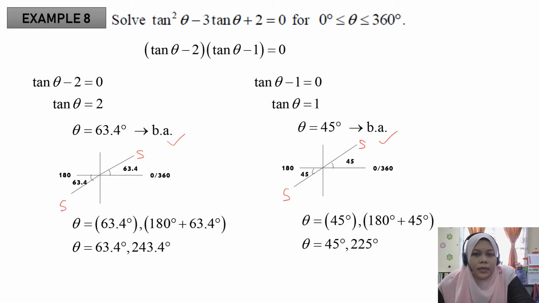Since theta is between 0 and 360 and our basic angle is also in terms of theta, there is only one cycle. So this is the first answer for the first solution. This is the second answer for the second solution, and the final answer is just combining all the four answers that we get from both of the solutions.